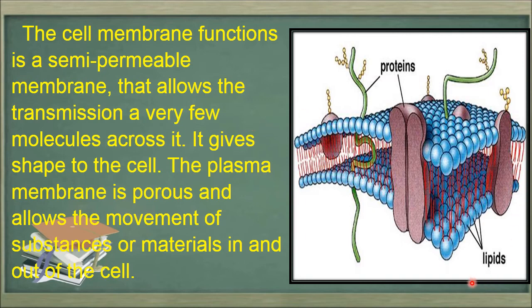It's basically made up of lipids and proteins. You can have a look at the structure. So it's very selective about which particles have to be allowed to enter into the cell and which particles are not to be allowed to enter into the cell.